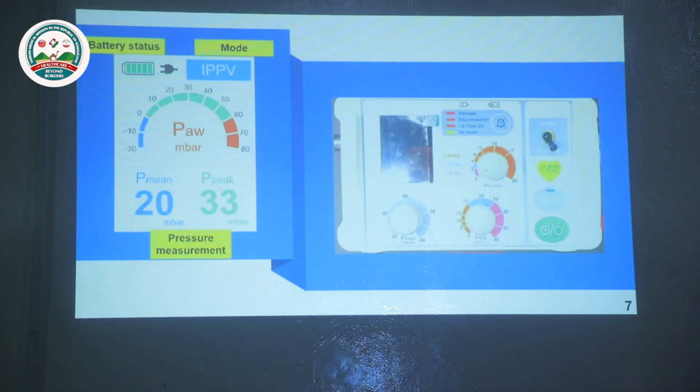What is shown below depends on the software version. Some software shows a scale like this one, but some software shows the waveform. Later I will talk about how to interpret or read the waveform. And below is the parameter, especially pressure. This one is peak inspiratory pressure.